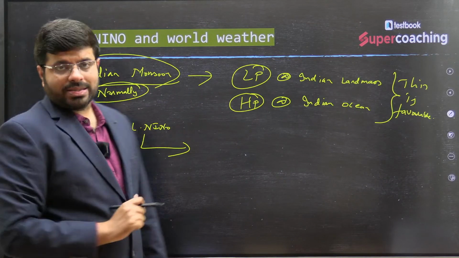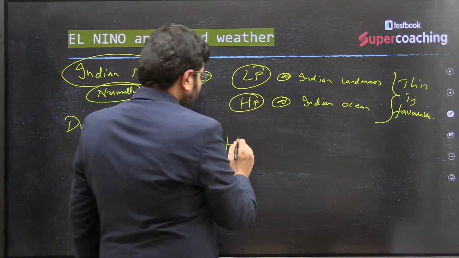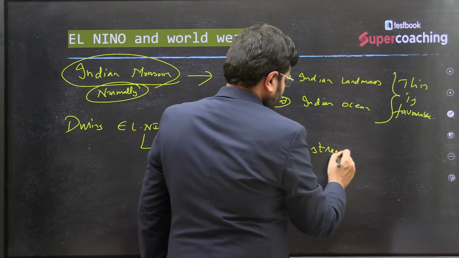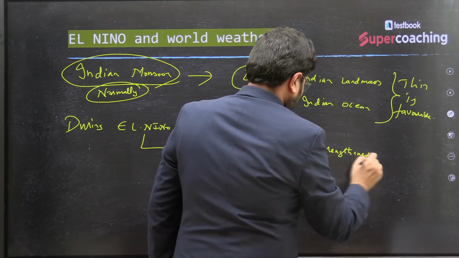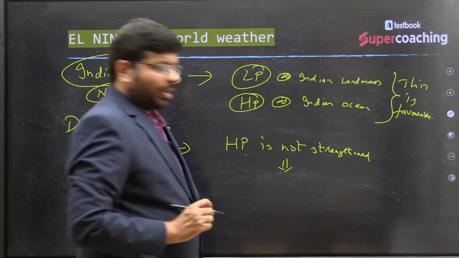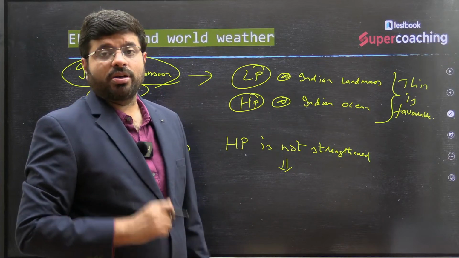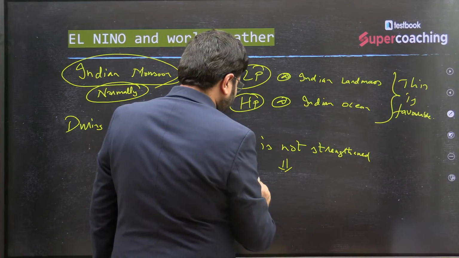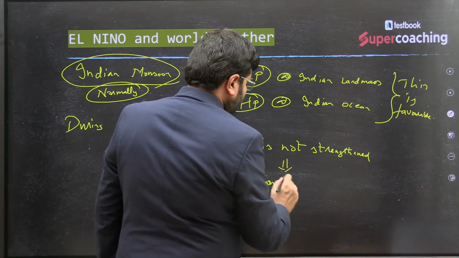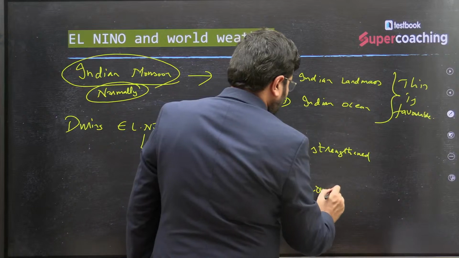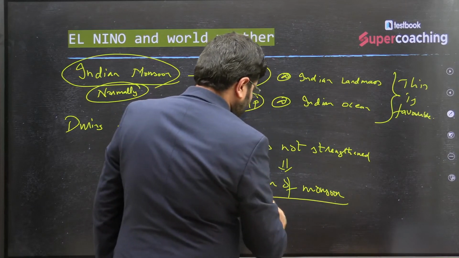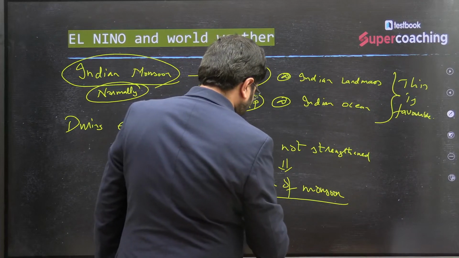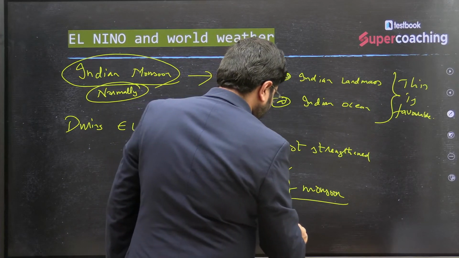During El Nino, what is happening? The high pressure is not strengthened, because of which there is a possibility of variations of the monsoon. That is what we call variability, or what we call the vagaries of the monsoon.